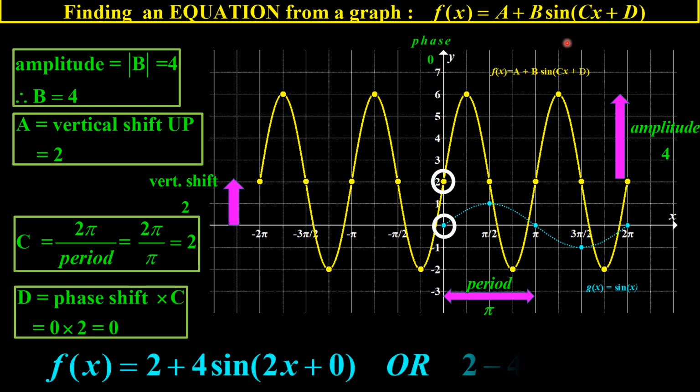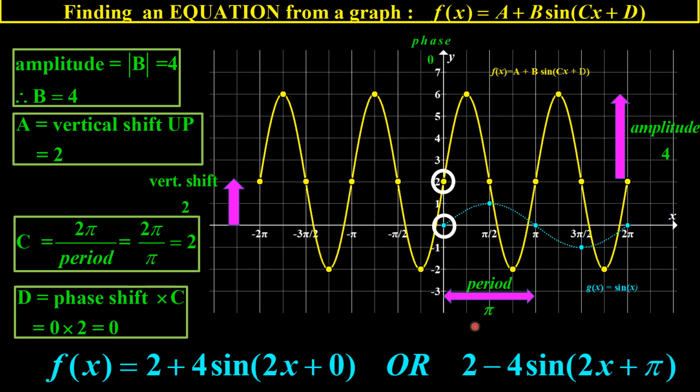So if we put all the values in there, this is my A value, which is 4. This is my amplitude, and my A value, which is 2, my vertical shift. My amplitude is 4, and my period gave me that 2, and I put a D there. So you don't have to write down plus 0. So this is the graph, 2 plus 4 sine of 2x, right?